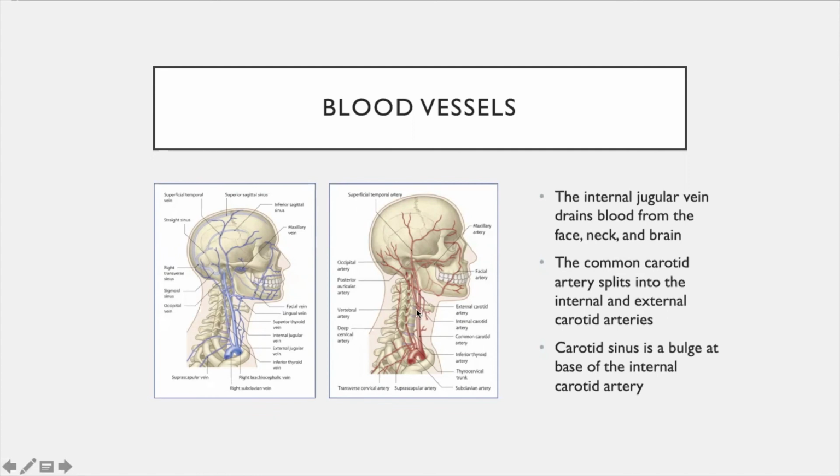The last structure I want to point out is the carotid sinus, which is a little bulge at the base of the internal carotid artery. A strong pulse can be found by feeling the carotid sinus. When you see people in a movie or a show checking a pulse of someone by feeling their neck, this is what they're feeling for.